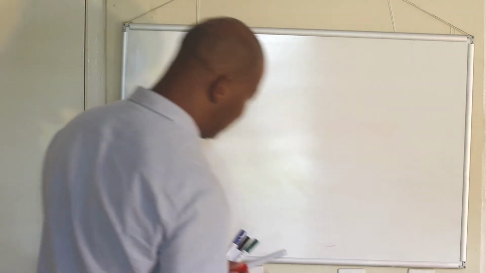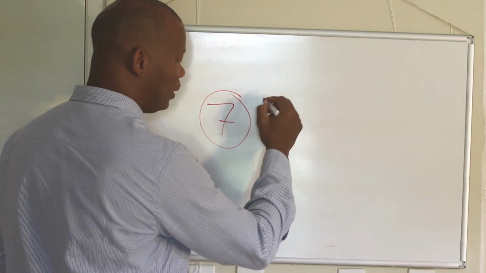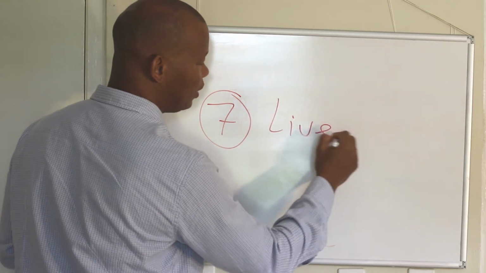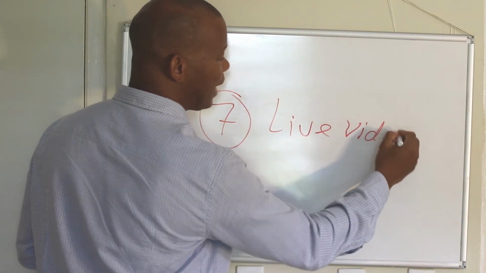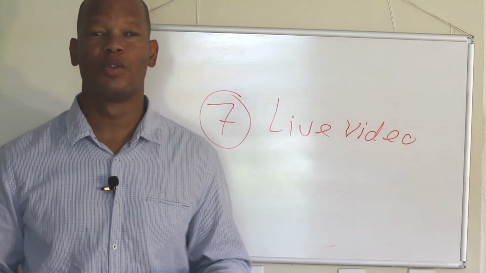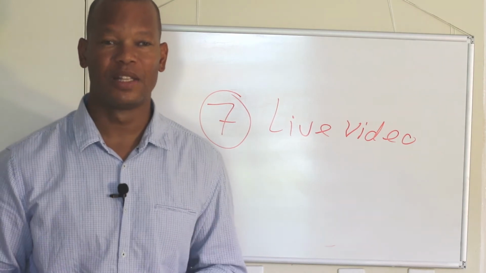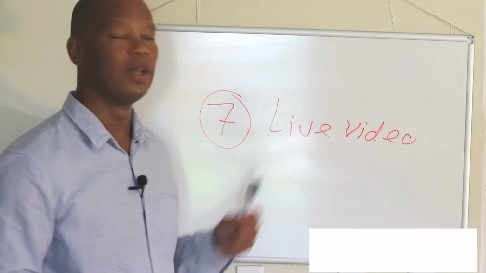The seventh thing a webinar needs is you need to have live video. Imagine you have a pre-recorded video, and you want to show your attendees a video live on screen. The webinar needs to be able to do that.